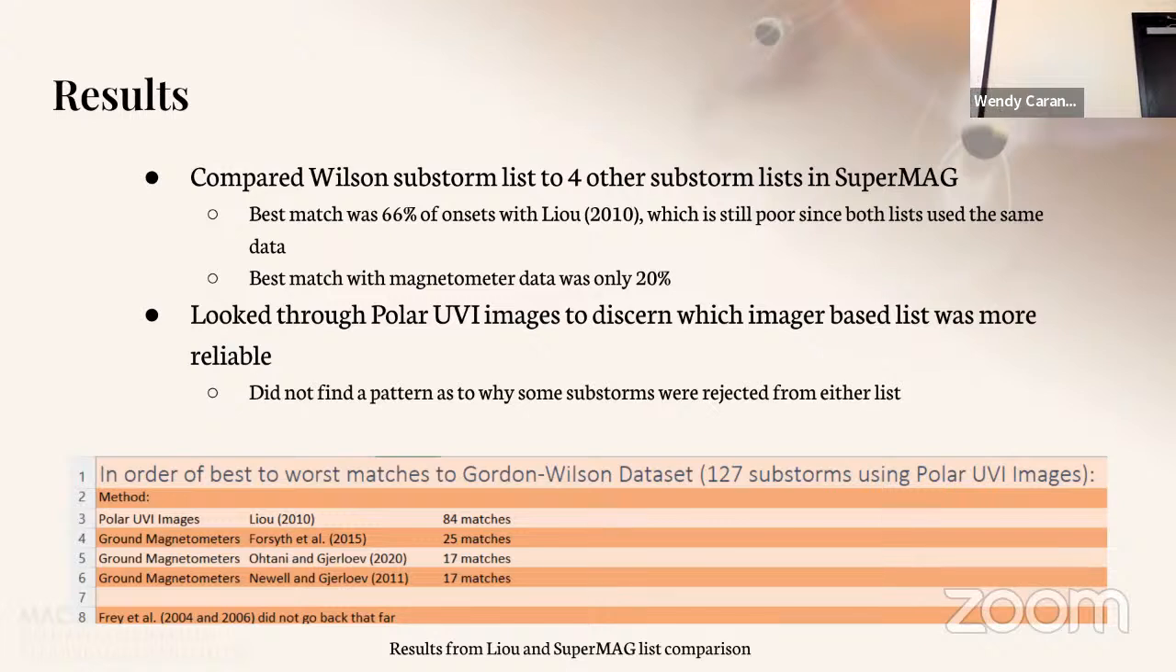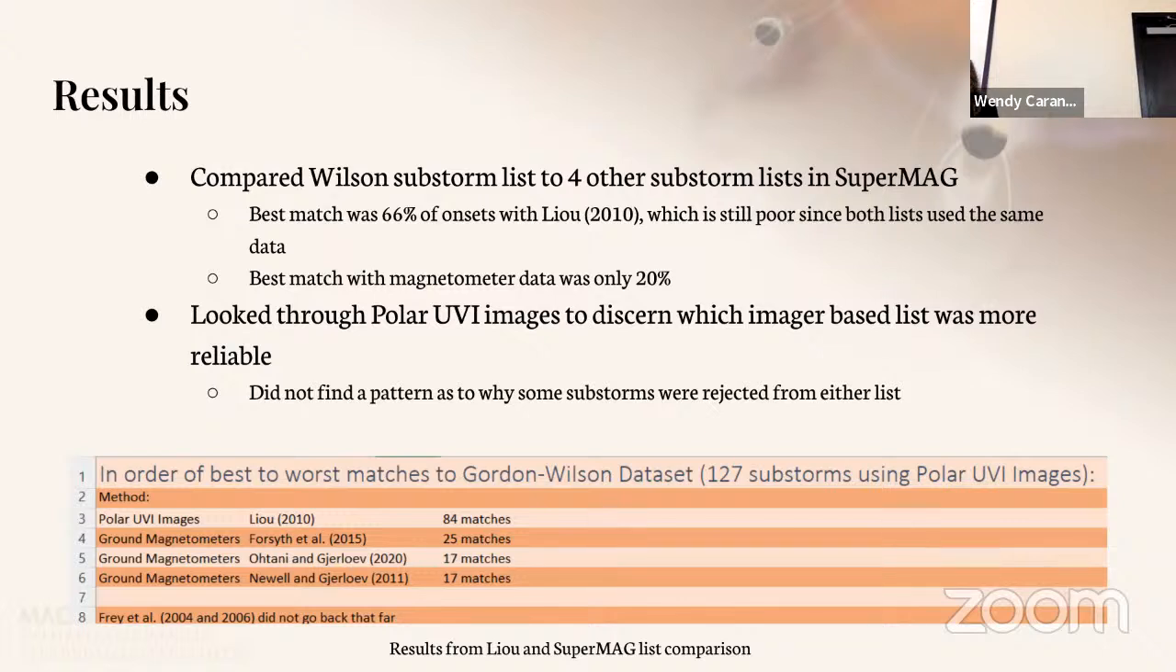The reason this still isn't a great match is because these are both imaging lists. So they used the same data from the same instrument on the same spacecraft for the same time period and only had 2/3 matching. When we compared this imaging list with the magnetometer list, we found that there was only about a 20% best match when we were expecting much, much higher.